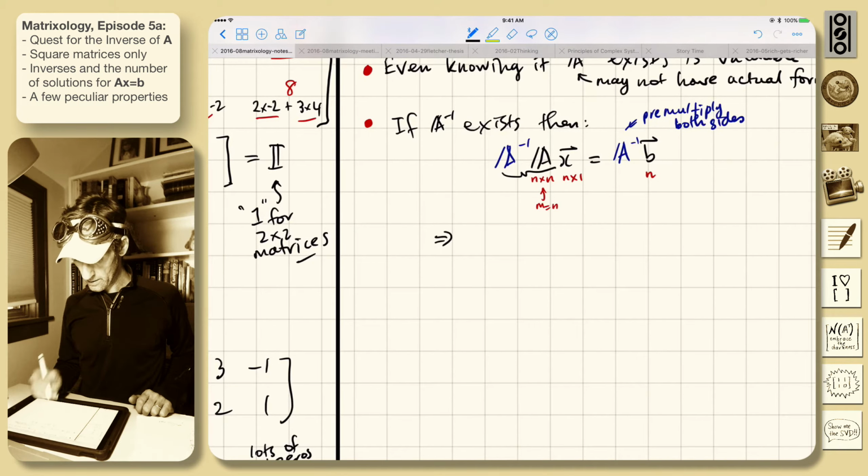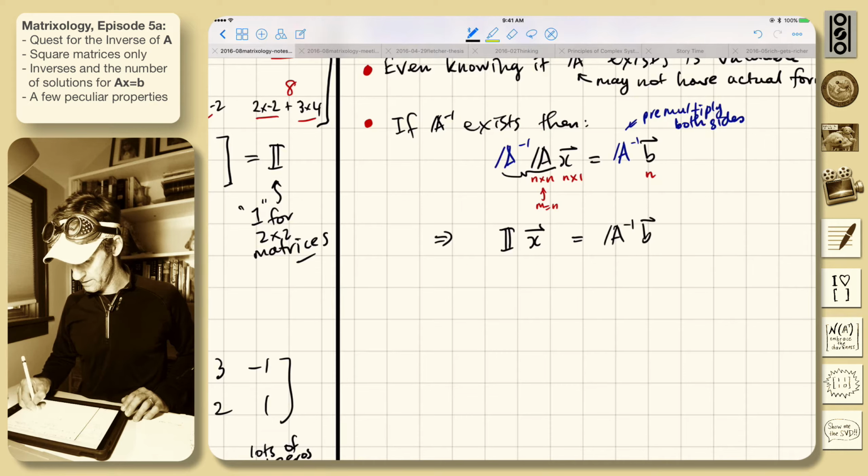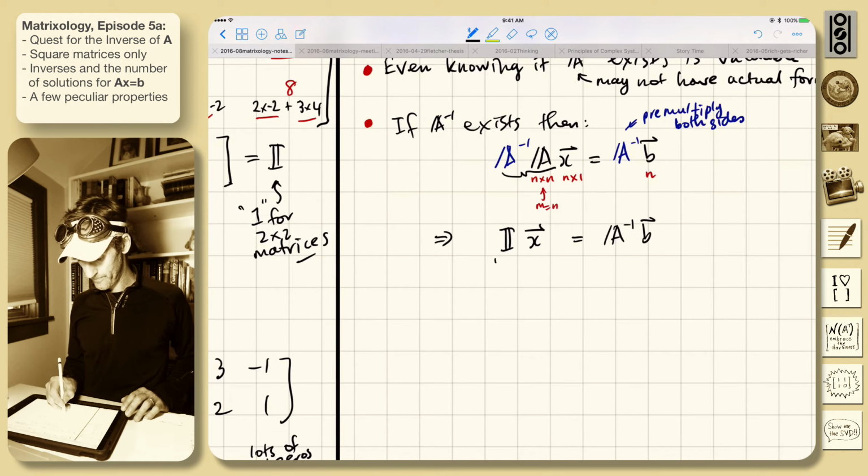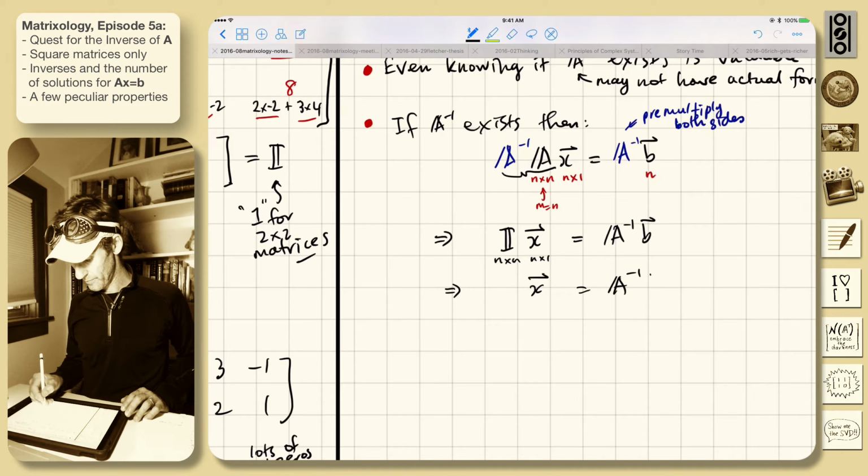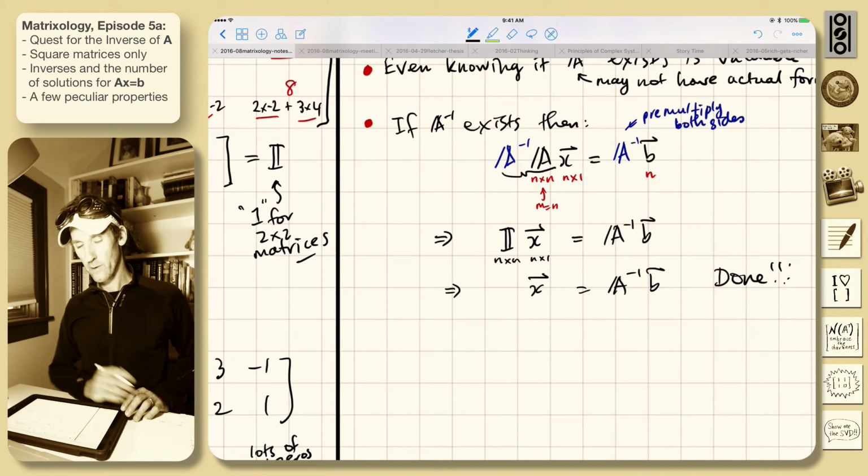Awesomely, that's just the identity matrix, right? So this is the identity matrix on the left times x equals A to the minus 1 times b. Identity matrix times anything, as long as it's well defined, is just x, right? 1 times 3 is 3. Looks like that. Done. So we're done. We're finished. That is it. As long as we have an inverse, we're good.